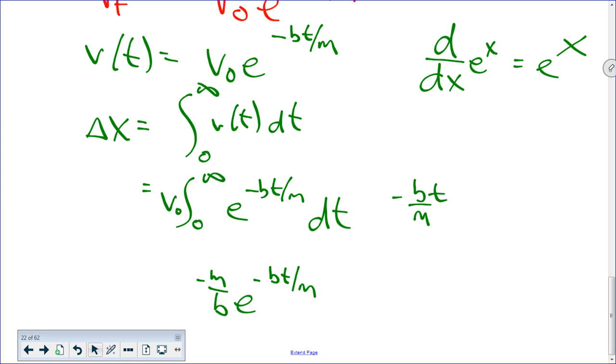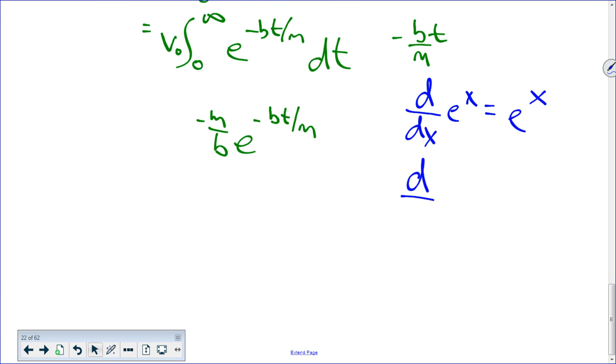Isn't it b over m and not m over b? Oh, is it? Okay. So our question is, what do we take the derivative of to get this? Check it out. If I take the derivative of e to the x, that just gives me e to the x, right? Yes. If you take the derivative of e to the 2x, it gives you e to the 2x times the derivative of the exponent, which is 2.